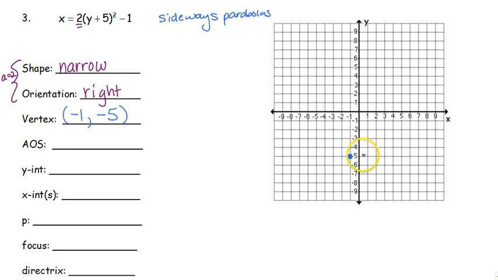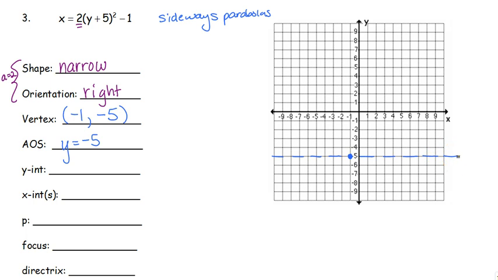Because we have a sideways parabola, we know it's opening right, so it's going to be going this way somehow. The axis of symmetry is going to cut it in half. That means that we want a horizontal line. Horizontal lines are y equals, therefore we use the y coordinate. If it was an up and down parabola, then it would be x equals the x coordinate. So we have that axis of symmetry, and I do want this to be drawn on your graphs.